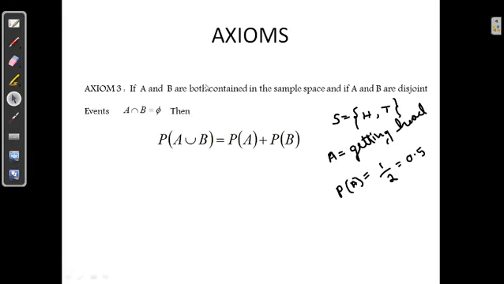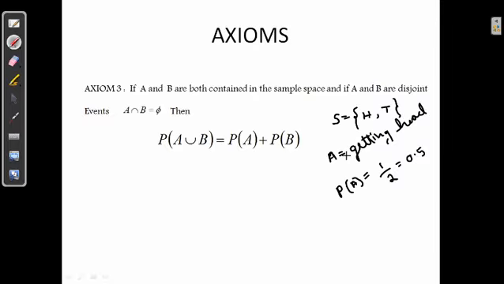If A and B are both contained in the sample space, and if A and B are disjoint, that is, the event A intersection B is equal to null set, then probability of A union B is equal to probability of A plus probability of B. What they are saying is, if A is one condition and B is another condition, and their intersection is the null set, that is intersection is 0, what does it indicate? Let us consider A is getting head.